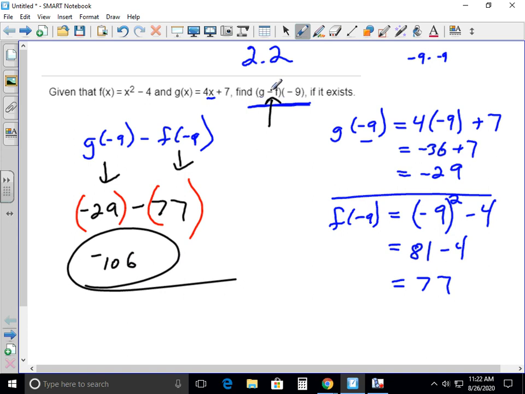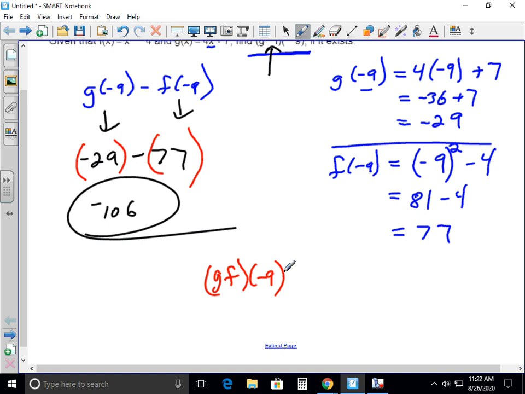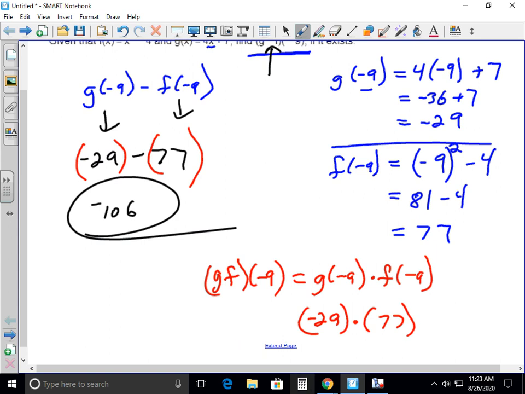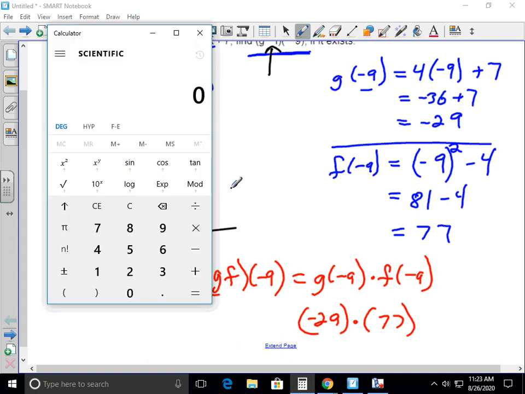If there would not have been a symbol there, if it would have been gf of negative 9, then we would have multiplied those two. We would have done g of negative 9 times f of negative 9. So that would have been negative 29 times 77. And then we just pull a calculator out and say, well, what is negative 29 times 77? Negative 2,233.